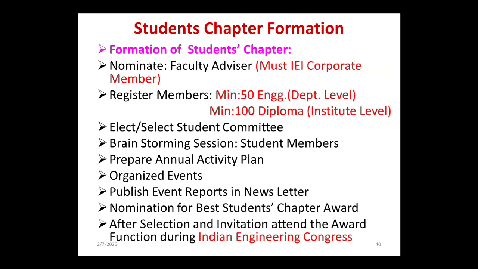Then the entire year is considered from 1st of April to 31st of March as a financial year. Your activities conducted from 1st April to 31st March are counted for nominating for the best engineering college student chapter award or diploma chapter award. Total three awards are there: first, second, third. So 20,000, 15,000, and 10,000 award money is there, cash prizes, and you will also get the trophy and certificate.